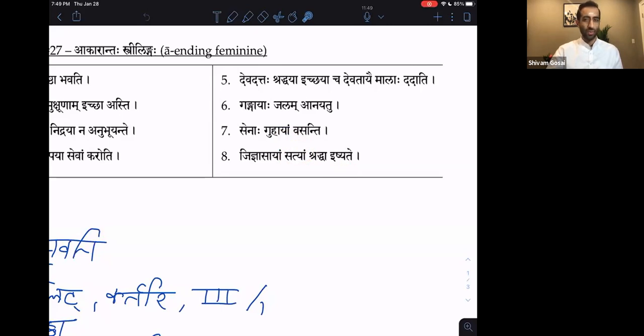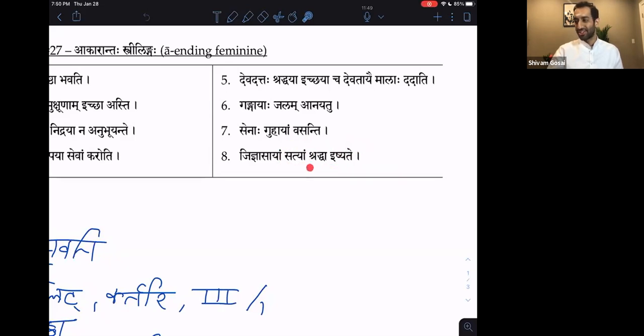Ishdhatu, I believe, is 1p. We'll have to look that up. To 1p, to desire. This is lat lakaraha. What is it? Karmani prayoga. You see ya and a. Karmani prayoga. Pratama purusha ekavachanam, third one. So something is desired.